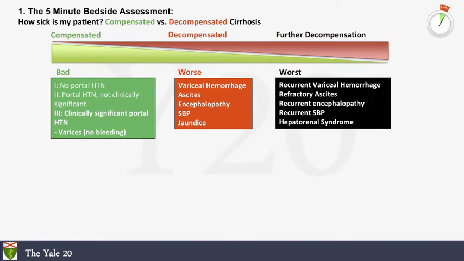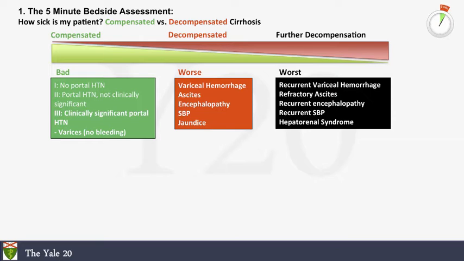Finally, we go to further decompensation, or worst. So this is when not only did you have one bleed, but you have multiple bleeds. Not only do you have ascites, but they're no longer being controlled with medication. You continue to have encephalopathy, continue to have infections in your belly, and one very dreaded complication is hepatorenal syndrome, which we'll also go into in more detail later.